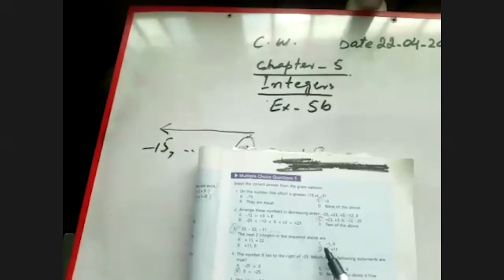So look at the options. A is +11, +22, wrong. B is +11 and 0, wrong. C is -1 and 0. Sorry, children. D is 0 and +11. So D option is correct. First comes 0 in the blank and then +11, with the same sequence which is given above. D option is correct for the third multiple choice question. Page 75.